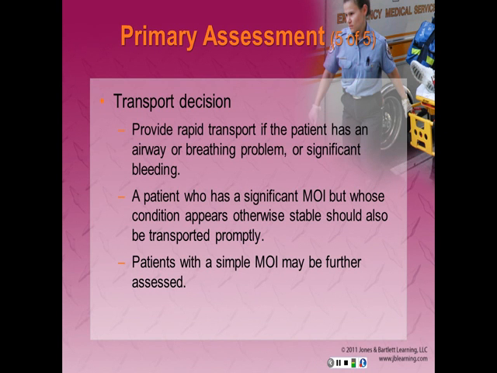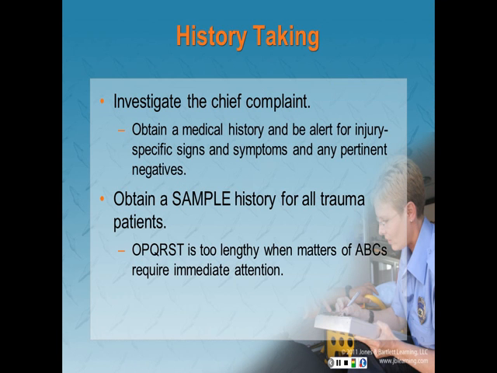Patients who have a simple MOI may be further assessed and their condition stabilized on scene prior to transport if no other problems exist. Handle fractures carefully while preparing your patient for transport. Take a history. Investigate your chief complaint. Get your medical history and be alert for injury-specific signs and symptoms and any pertinent negatives. A SAMPLE history should be obtained for all trauma patients.